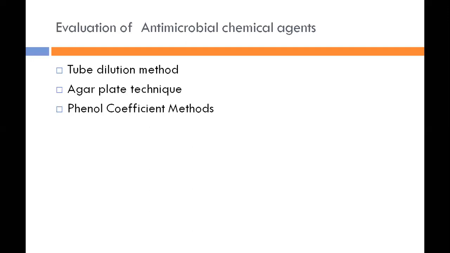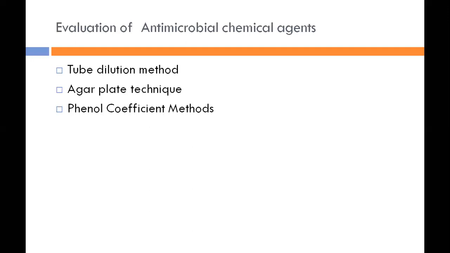So of all those classes of chemical agents which are used to control or kill microorganisms, how do you know that those chemical agents, for example phenol, alcohol or dyes or aldehydes, are efficiently killing the microorganisms or not? So you need some method to evaluate their efficiency, to evaluate that if they are really working properly. So to test that, you have 3 methods.